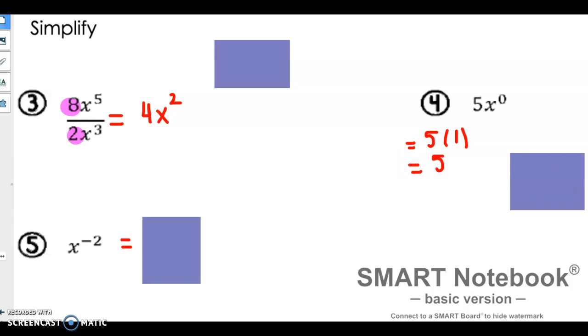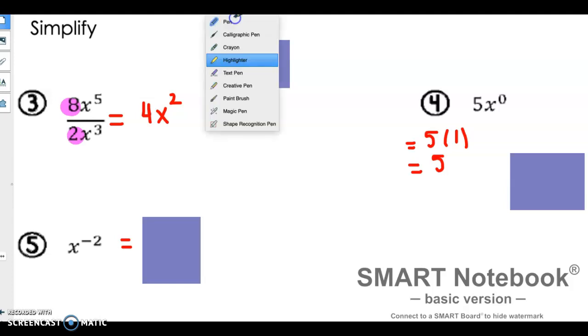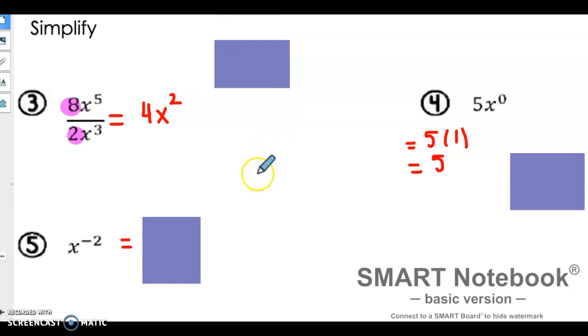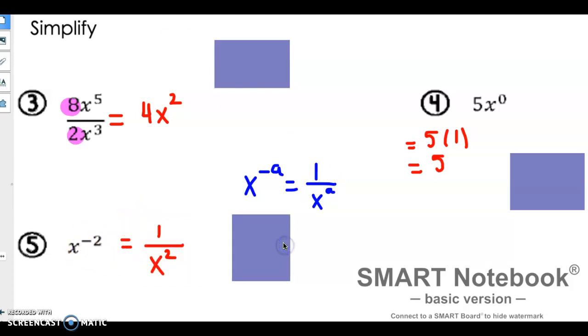And then number 5, working with some negative exponents. So we have x raised to the negative 2nd power. Remember our rule for negative exponents? If we have x raised to the negative a power, that turns into 1 over x to the positive a power. So you bring that whole expression to the denominator and you make the exponent positive. So x raised to the negative 2 power would turn into 1 over x squared.